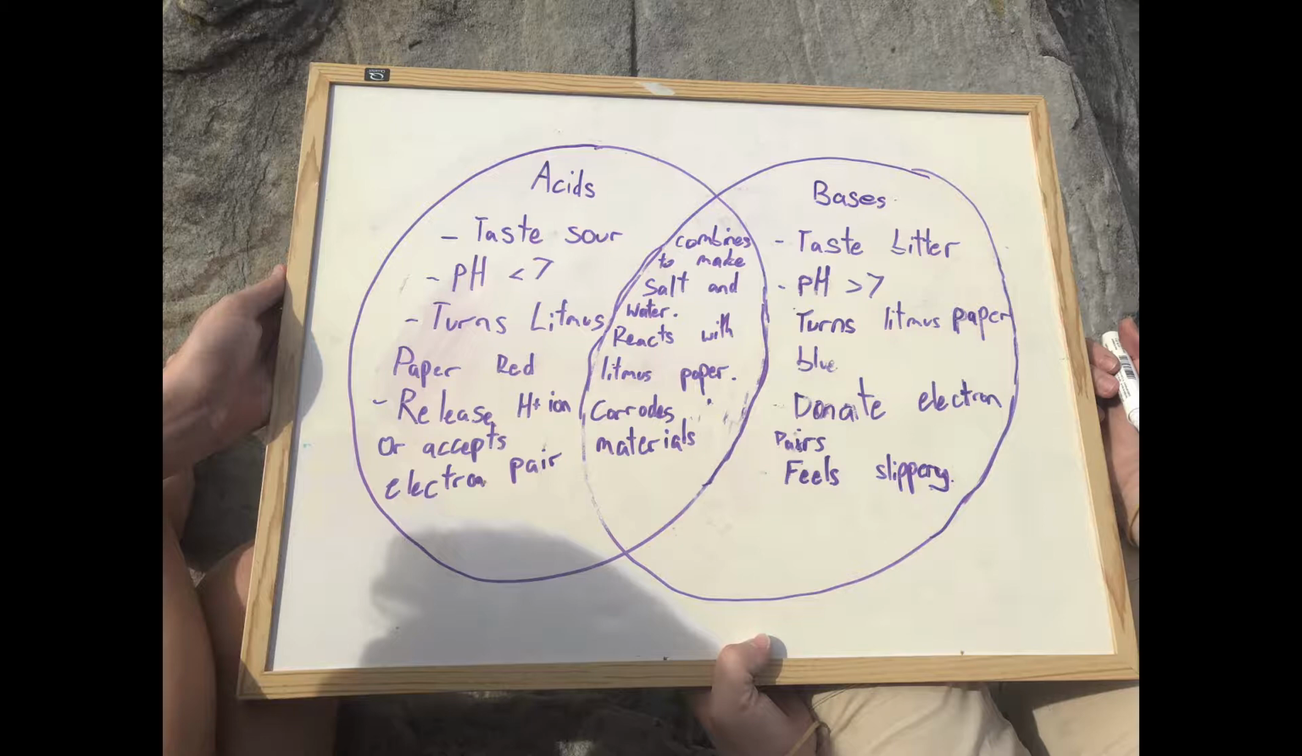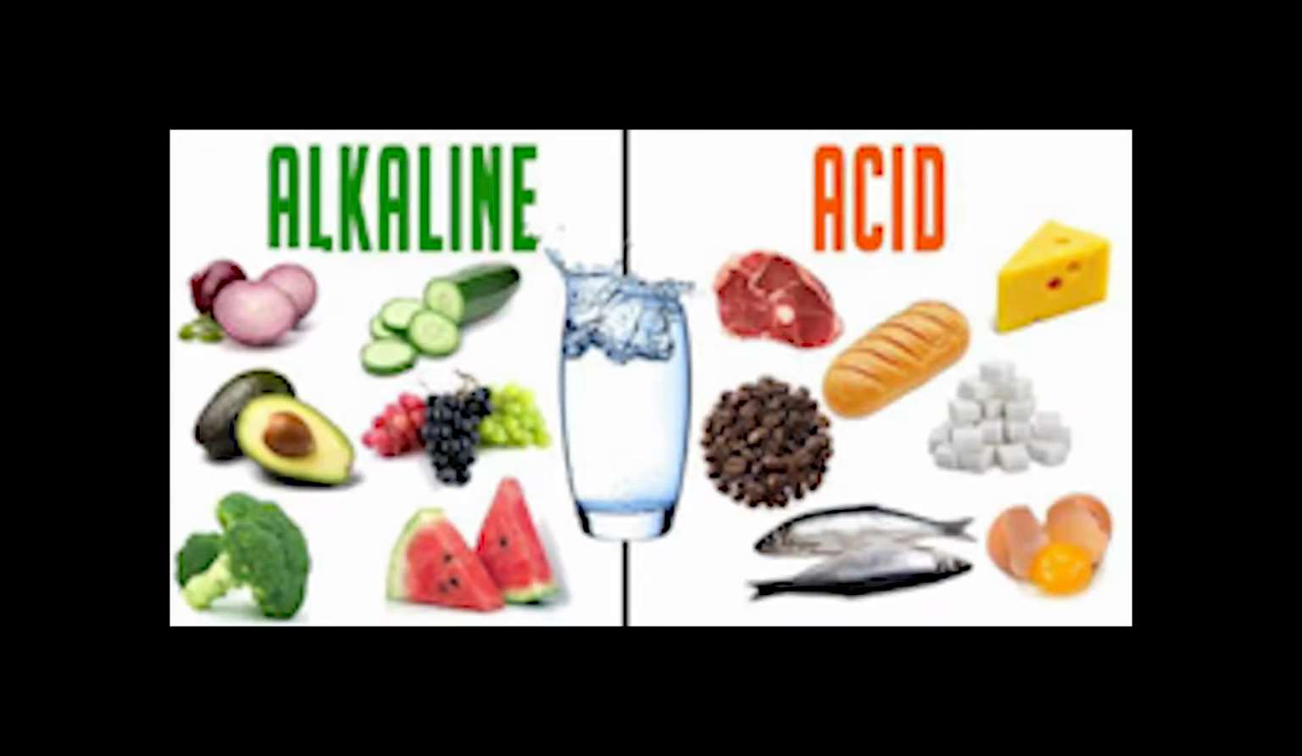A base is a substance which contains higher potential to accept rather than release hydrogen, like acids. Because bases are the opposite of acids, and bases have the potential to accept those hydrogen ions, bases can be used to neutralize acids. Bases that are soluble in water are called alkalis.